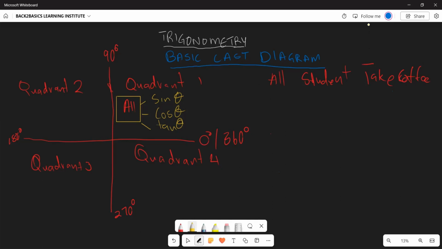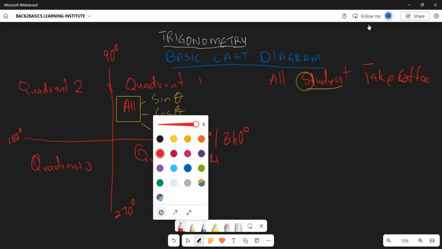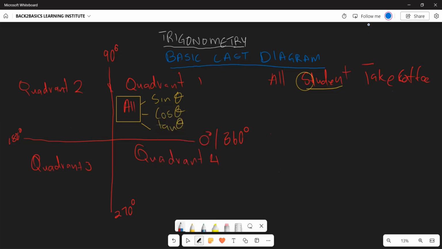However, the second one, you see it's "Students", which means it's only this one, your sine, right? So in your second quadrant, the only ratio that is going to be positive is your sine of theta, which means the ratio of sine of theta is positive in your first quadrant and your second quadrant, right? This is quadrant number one and quadrant number two. So that's where your sine is positive.